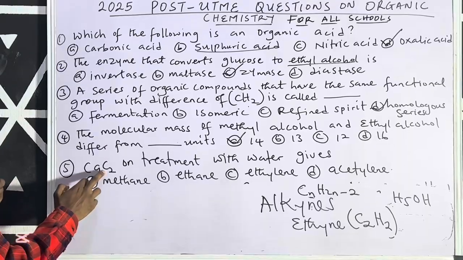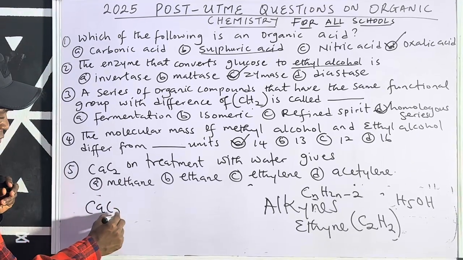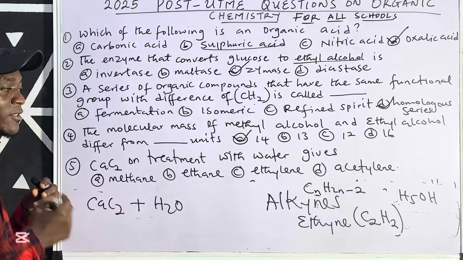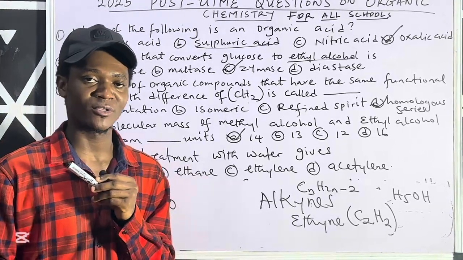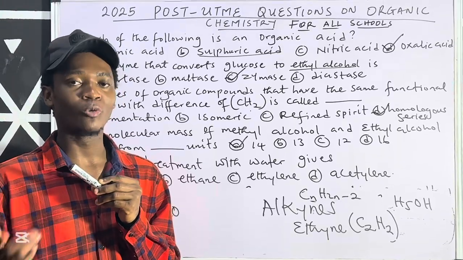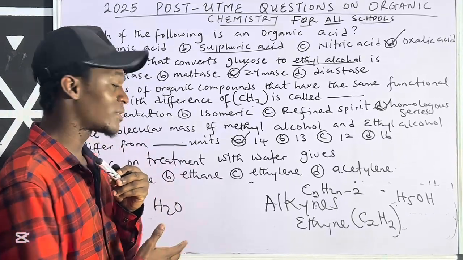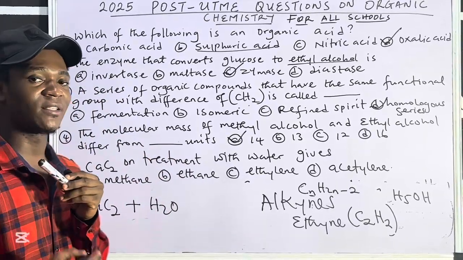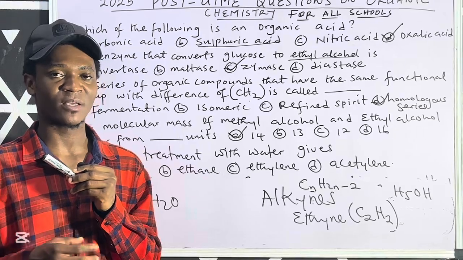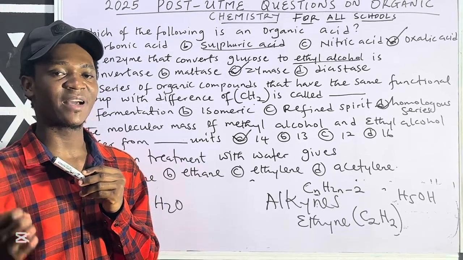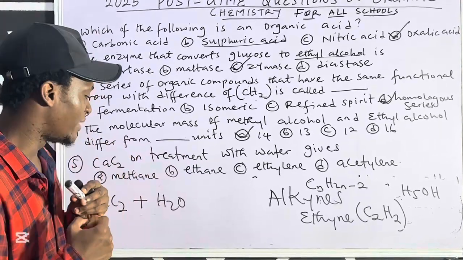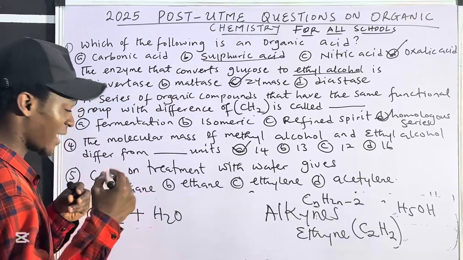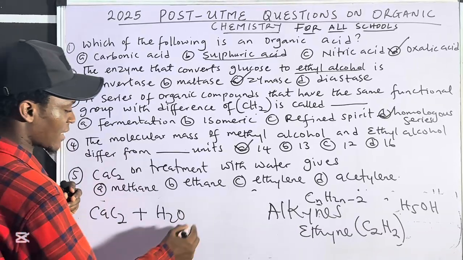So when you react this, CaC2 plus water, H2O. Now, they did not add something to this question. They should have said cold water, because this reaction takes place in cold water. The reason is that the reaction is exothermic, so it involves the release of an enormous amount of heat. So in order to regulate that, you have to work with cold water, but that's not even the basic thing now. So let's just carry out the reaction.